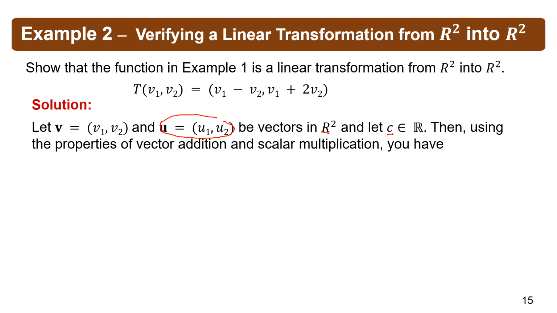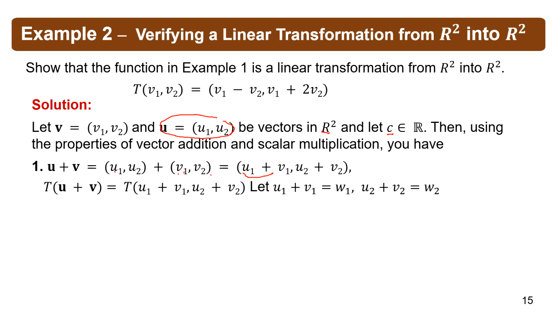Then using the properties of vector addition and scalar multiplication, let us add first the two vectors. So we have u and v, so (u1, u2) plus (v1, v2). When we add, u sub 1 plus v sub 1, and then the second component, u sub 2 plus v sub 2. Then let us apply the transformation. So we add first the vectors and then we apply the transformation. This is our first component and this is our second component. And let us take that as w1 and w2, just to simplify.